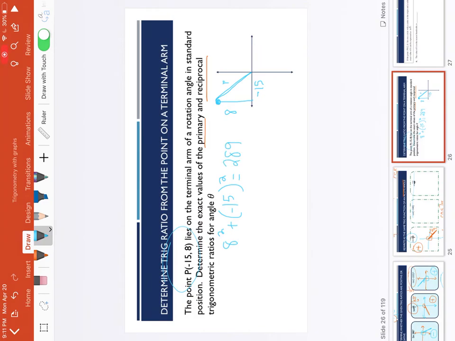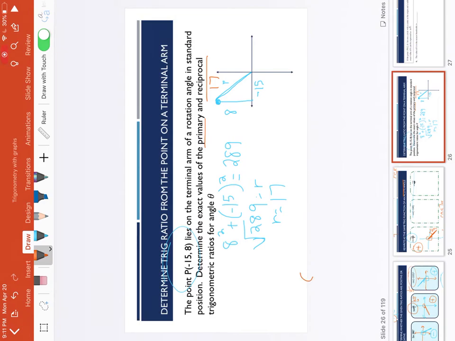Okay, obviously that's not the radius. I need to square root 289 to get that radius. So I end up with a radius of 17. So now that I know my radius is 17, I'm just going to write that in there. I can write all my primary and reciprocal functions. So remember there's 6 of them.